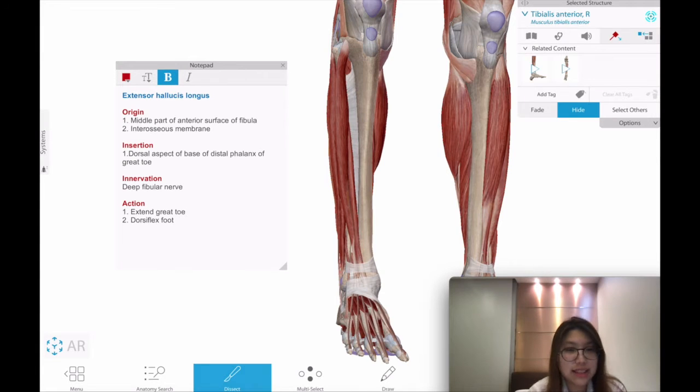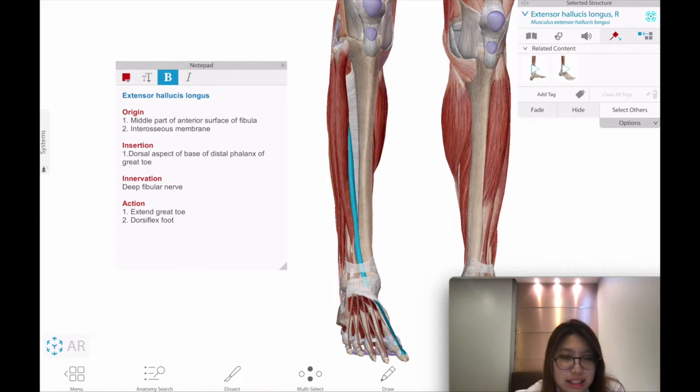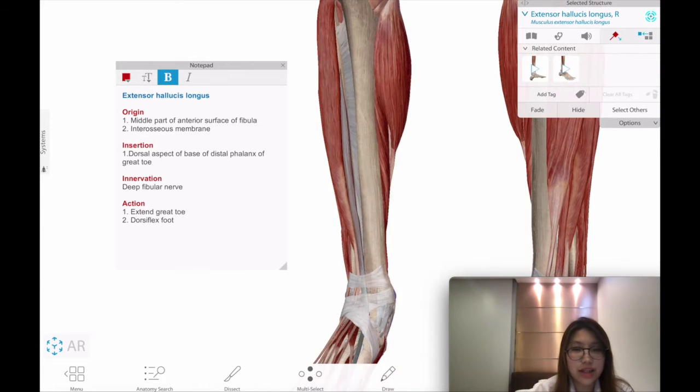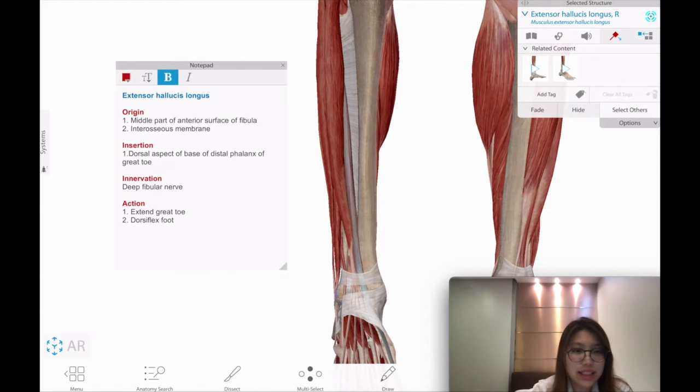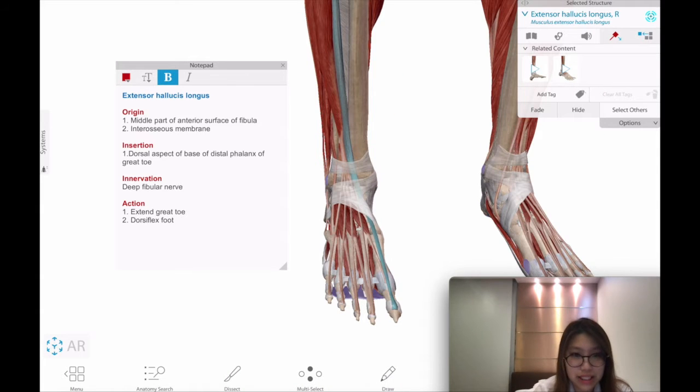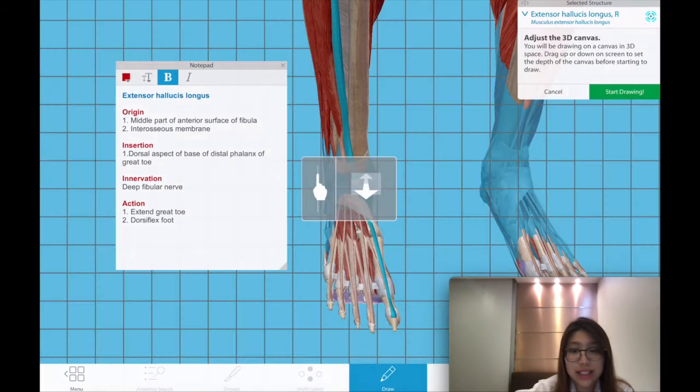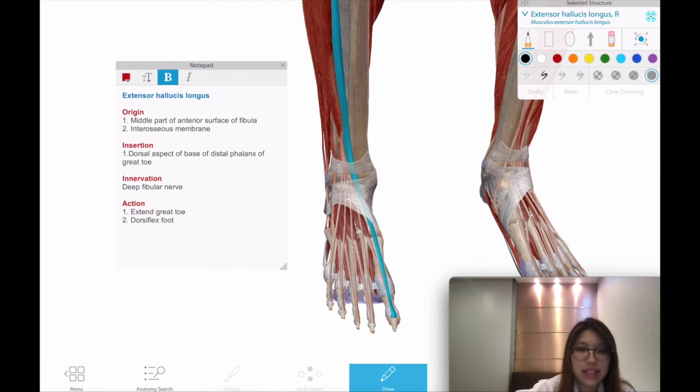We can see the extensor hallucis longus, and it originates at the middle part of the anterior surface of the fibula and the interosseous membrane. It inserts at the dorsal aspect of the base of the distal phalanx of the great toe. It is innervated by the deep fibular nerve, and its action is to extend the great toe and also dorsiflex the foot.